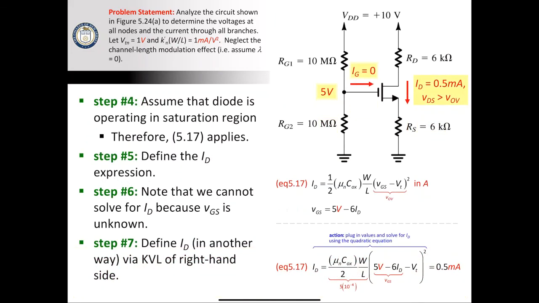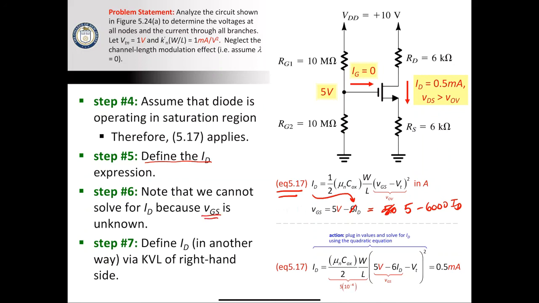All right, so if we assume that it's in saturation region, equation 5.17 will apply. ID is equal to 1/2 Kn prime aspect ratio VOV squared. And, right, we can take that value and sub it in down here. 5 minus 6,000 ID. Again, I don't like it when they do that with the 6. And, right, so we define the ID expression. We cannot solve for ID because VGS is unknown.